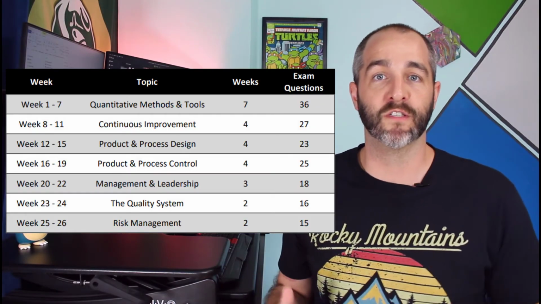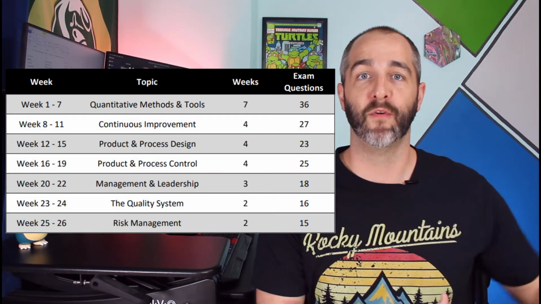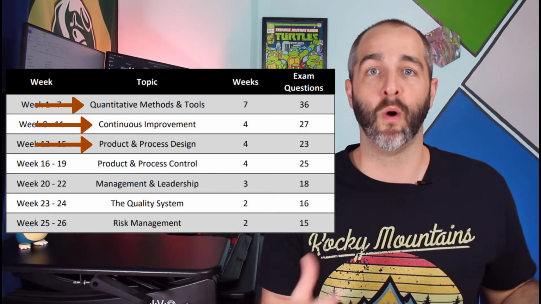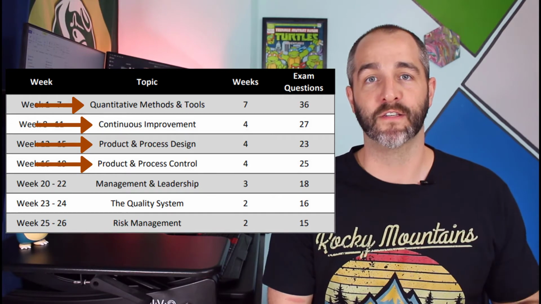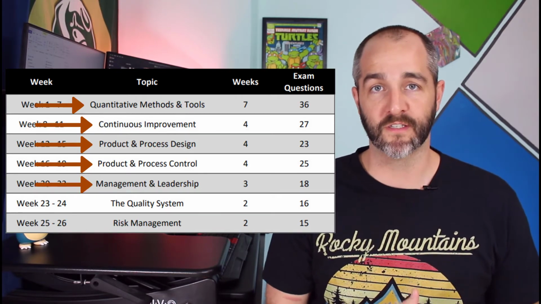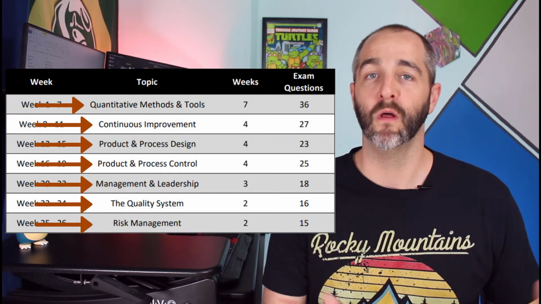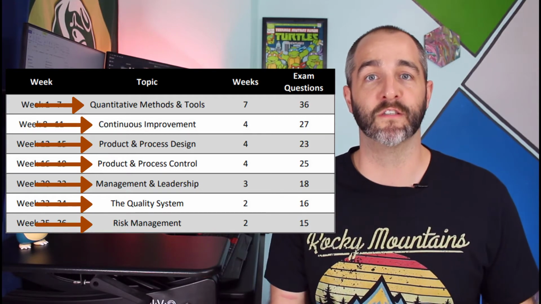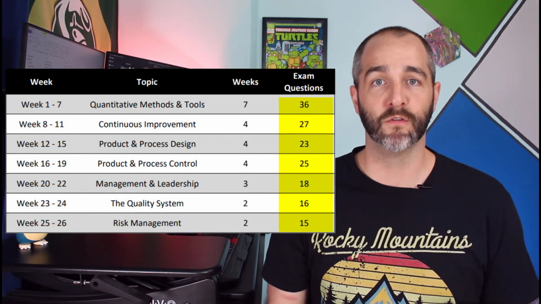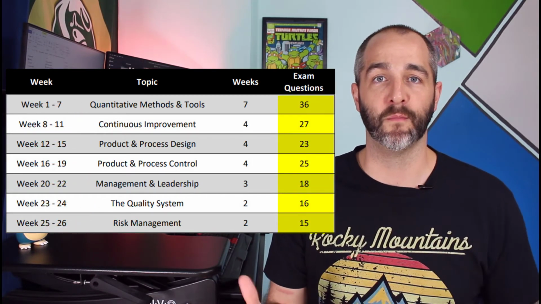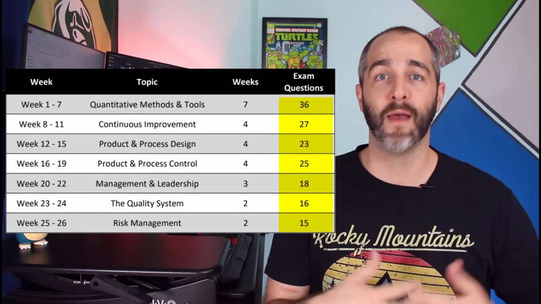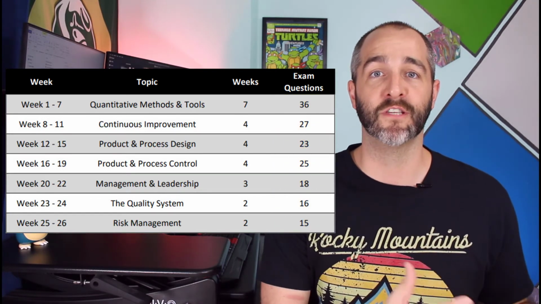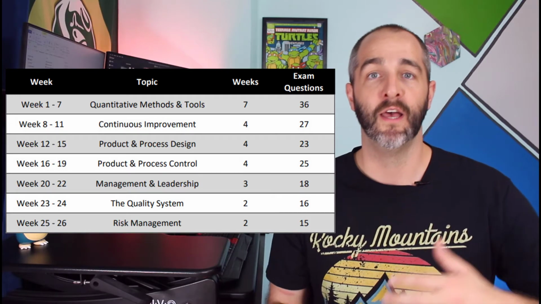All right, so we've talked about putting statistics first. Now let's look at the rest of the study order. If we start at the top, we've got statistics, which they call quantitative methods and tools, and then it's continuous improvement, product and process design, product and process control, management and leadership, the quality system, and then risk management. Basically what you'll notice here is we've gone in order based on the number of exam questions on the exam. And again, that's to allow us to take advantage of spaced repetition and active learning.